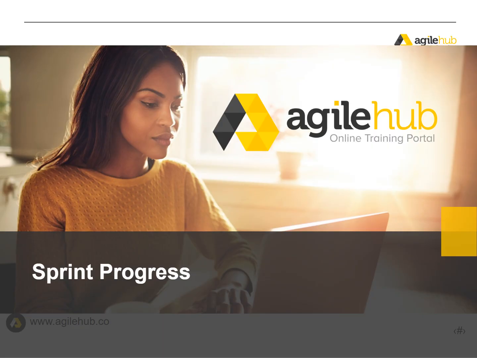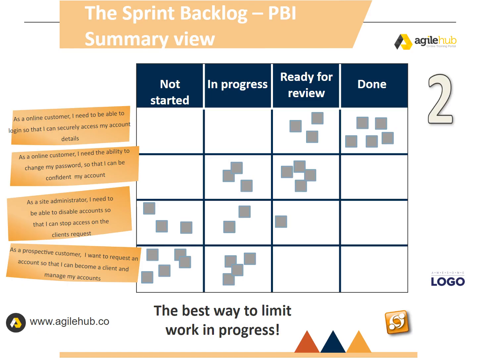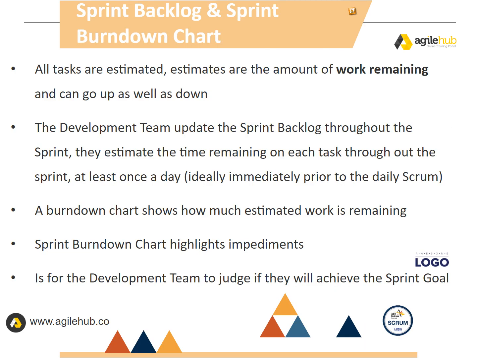Sprint progress. The sprint backlog, product backlog item summary view. Here we can see the progress of a prioritized backlog board and the progress of each item from not started to done. Sprint backlog and sprint burndown chart.